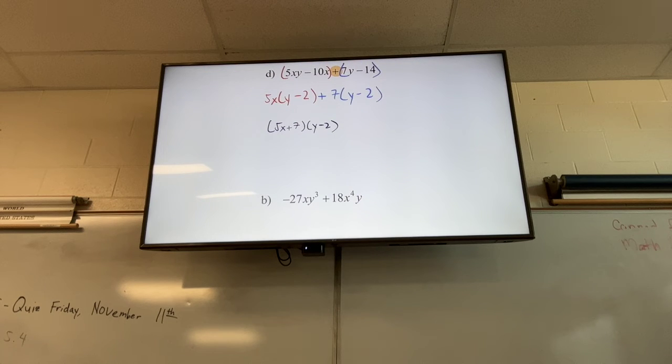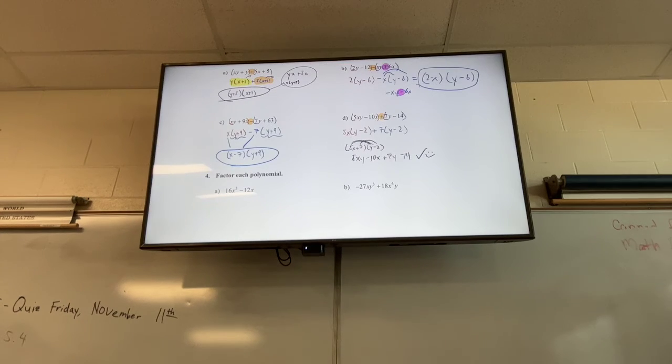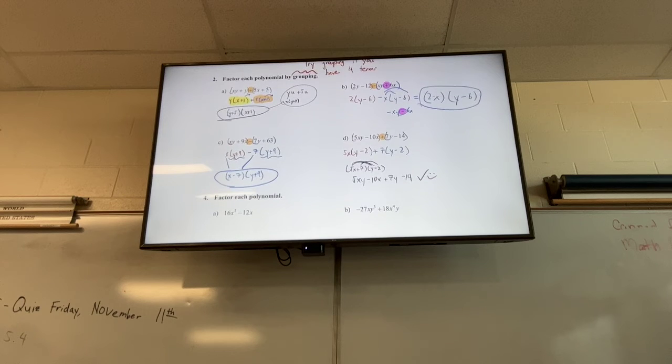All right, then what's the second thing I can do to check my answer? Just multiply it back out and see if I get my original problem back. So first, outer minus 10x, inner, last. Yep, and I get my original problem back. That's it for part D.